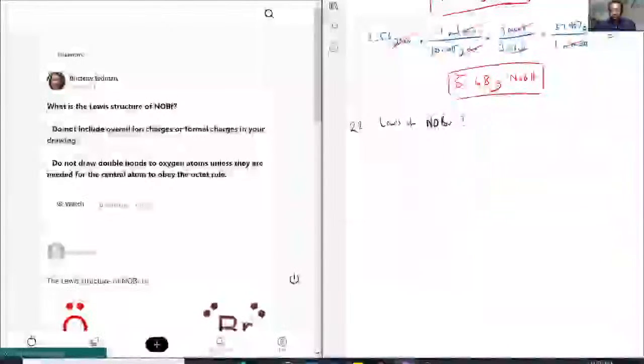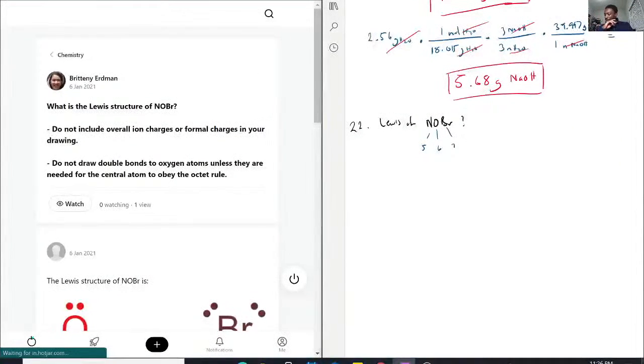So for NOBr, nitrogen has 5 valence electrons, considering that it's on the 15th column. Oxygen has 6 valence electrons, bromine 7, because 16th column and 17th column. 5 plus 6 plus 7 is the same thing as 6 times 3. We're working with 18 electrons total. So for this, because nitrogen technically has the most unpaired electrons, I'm going to put that in the middle, like that. And we have the oxygen and the bromine.